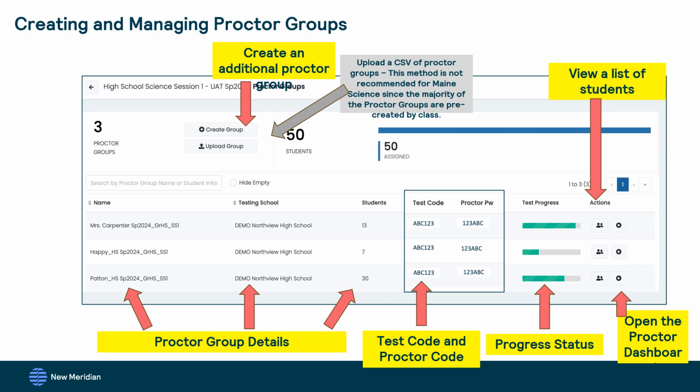To create an additional proctor group, click on the Create Group button. There is also a button for uploading a group via spreadsheet, but this method is not recommended for the Maine Science Assessment.